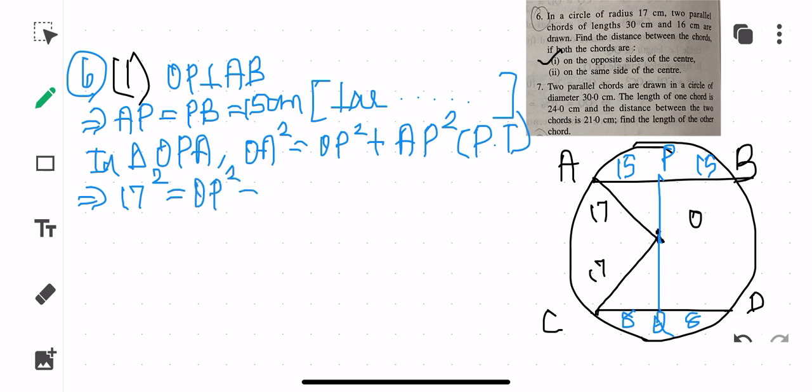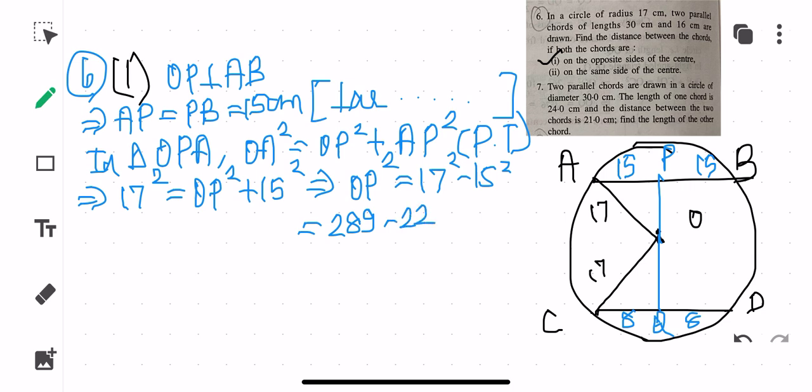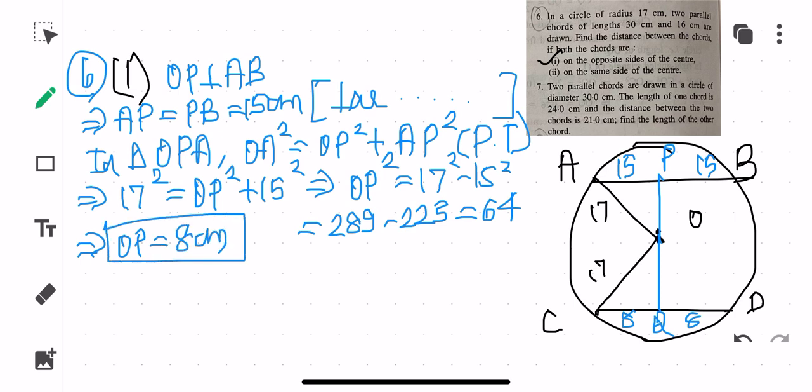OP square plus 15 square. So how much will OP square be equal to, children? OP square will be equal to 17 square minus 15 square, which is equal to 289 minus 225, which is equal to 64. So this implies that OP is equal to 8 centimeters. So this is the first value that you are getting.